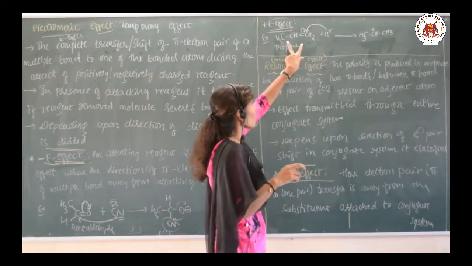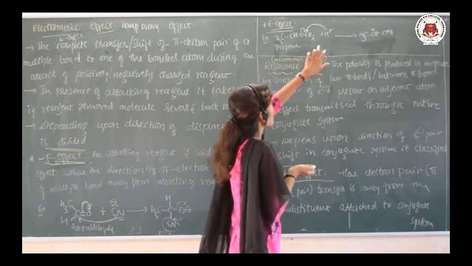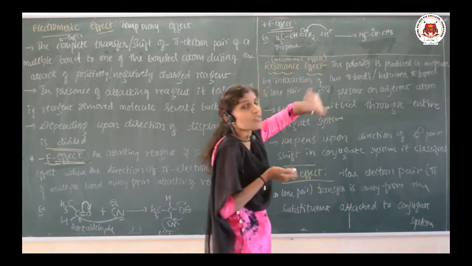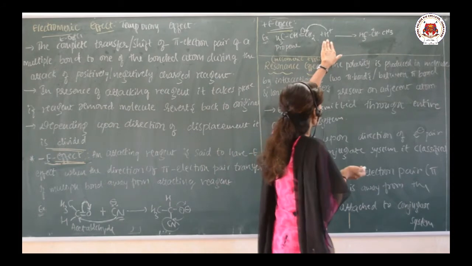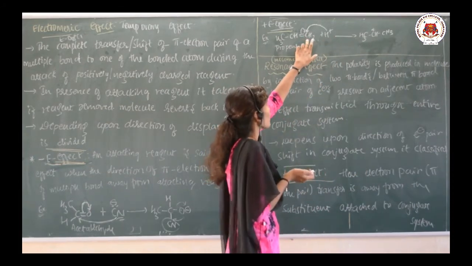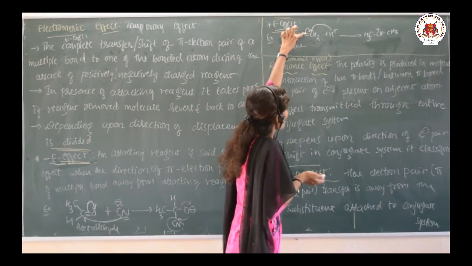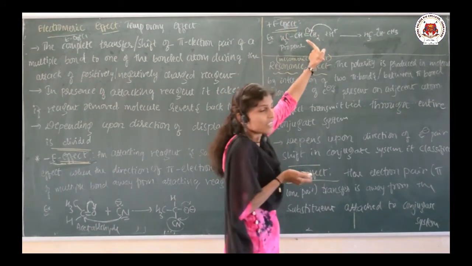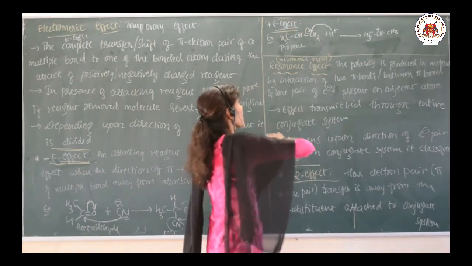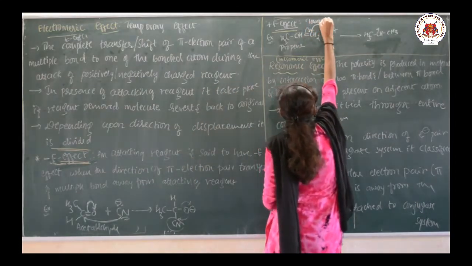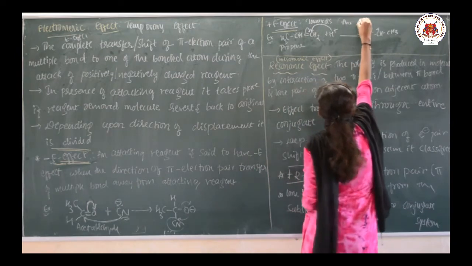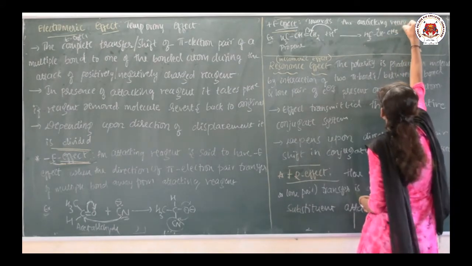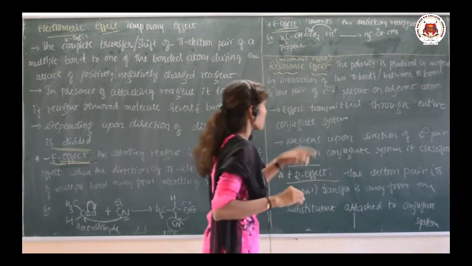In the plus E effect example, this is the attacking reagent, and here the attacking reagent is positively charged. When it approaches this, the pi electron pair of the multiple bond system is going to shift towards the attacking reagent. Here it is towards the attacking reagent. Just observe these two.